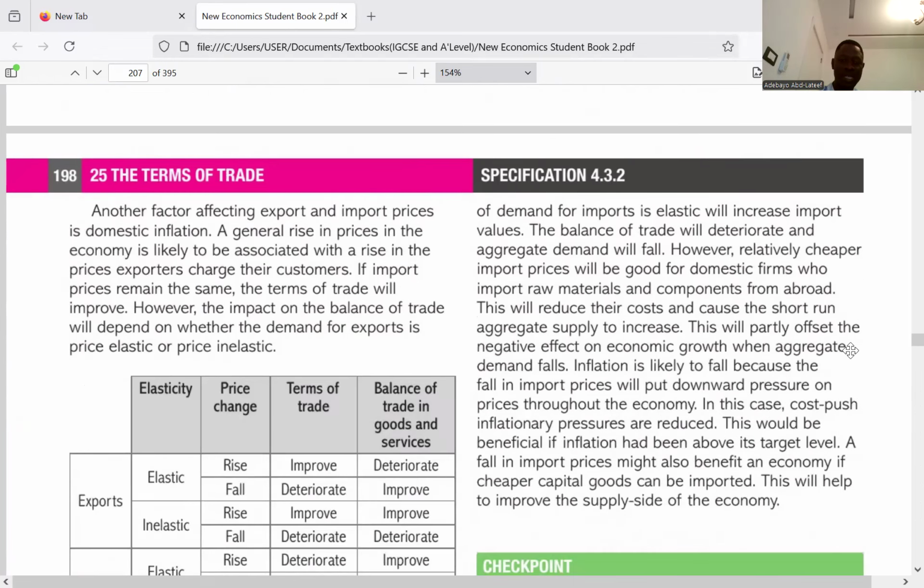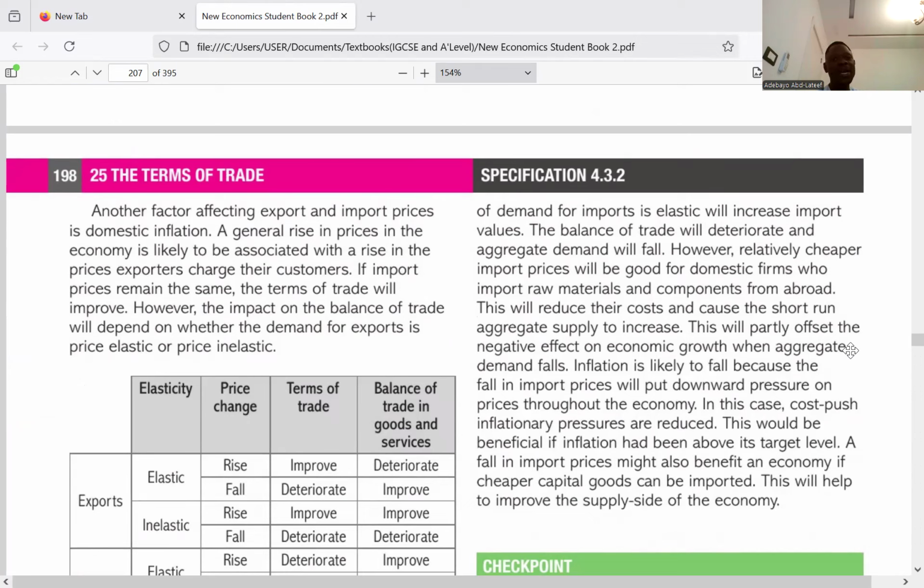Another factor affecting export and import prices is domestic inflation. A general rise in prices in the economy is likely to be associated with a rise in the prices exporters charge their customers. So if import prices remain the same, the terms of trade will improve. However, the impact on the balance of trade will depend on whether the demand for export is price elastic or price inelastic. So another factor is inflation.